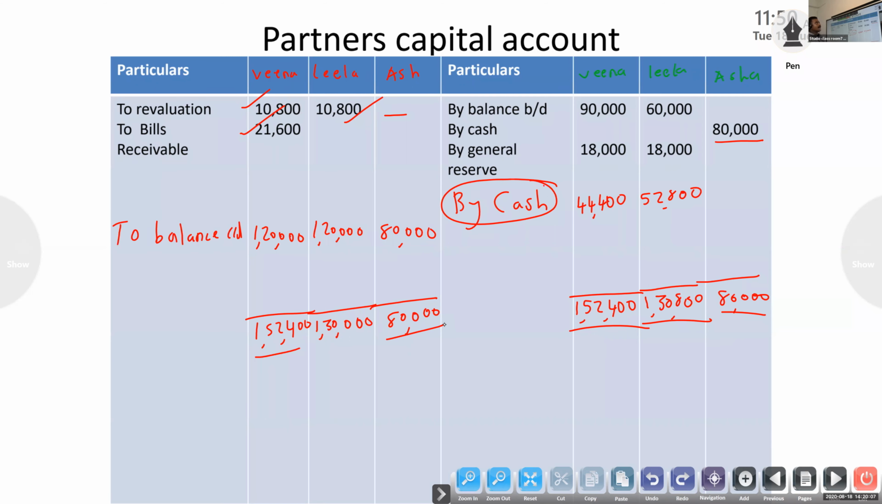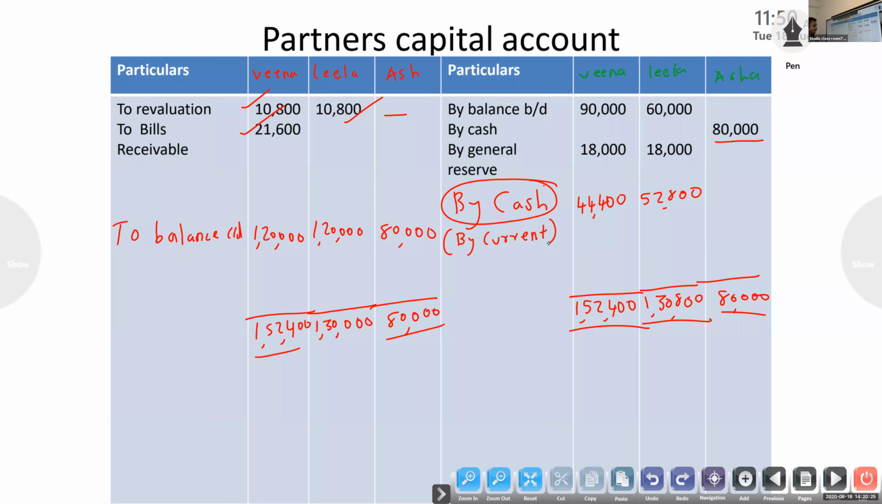One thing you have to remember: if you have a doubt and it is already in the question, through current account, then you cut the cash and write current account. If it is current account, instead of cash you have to write by current. Only that is the difference.